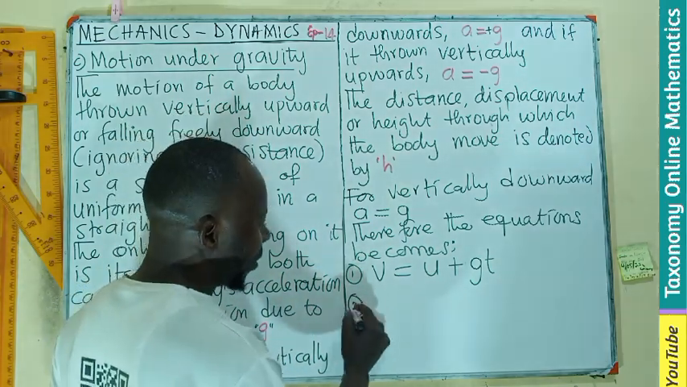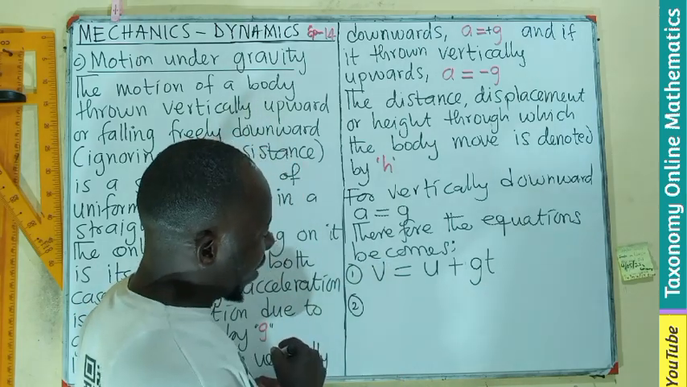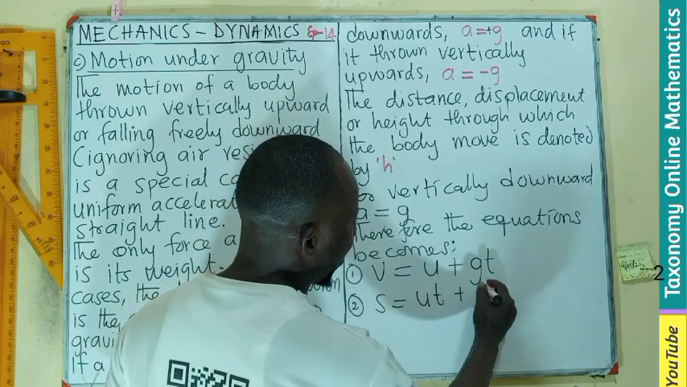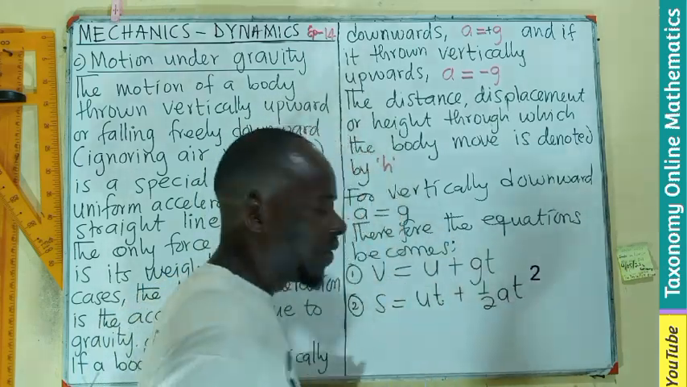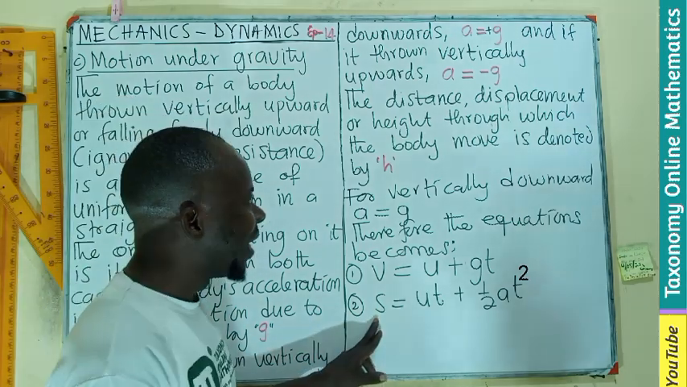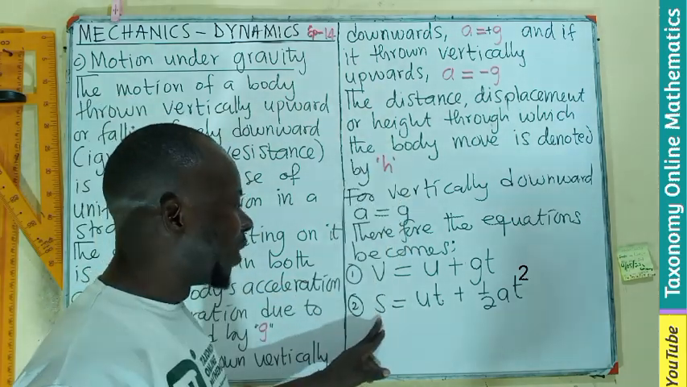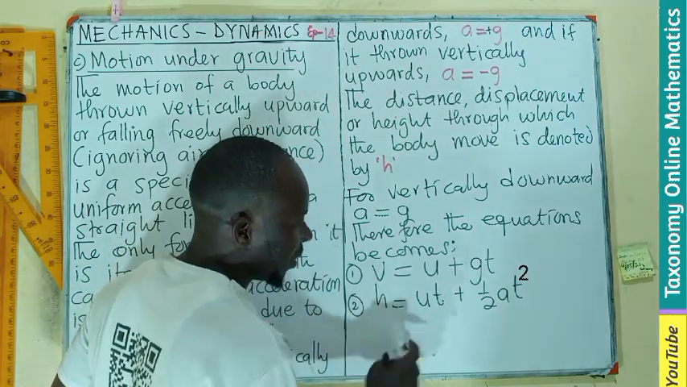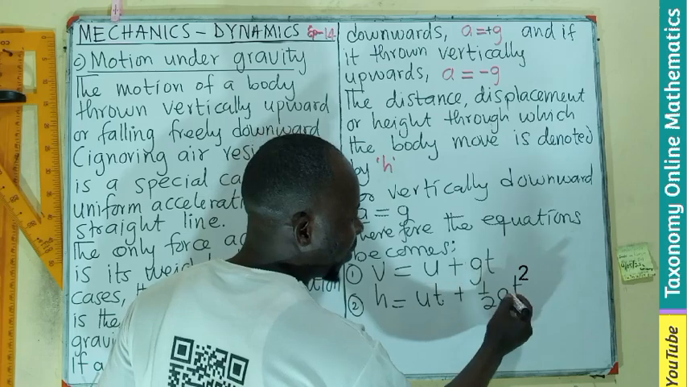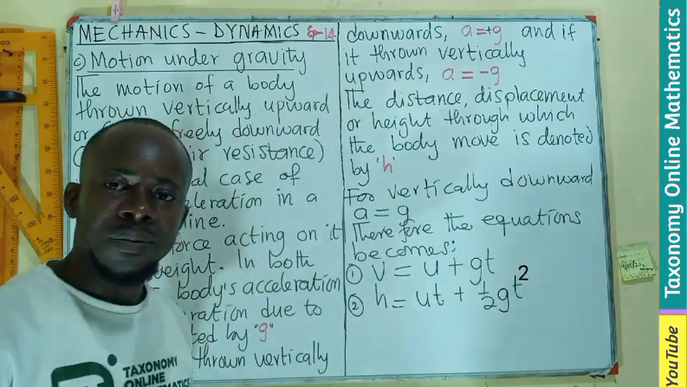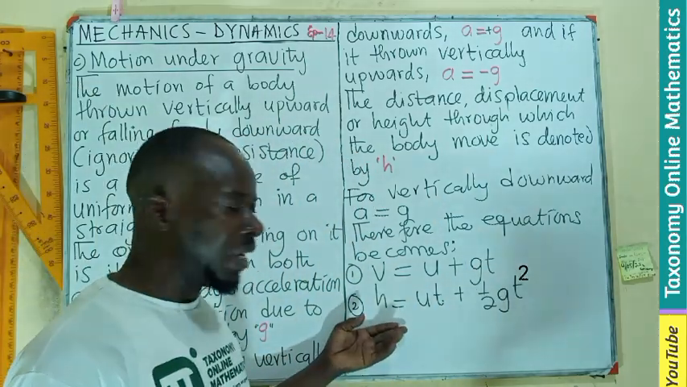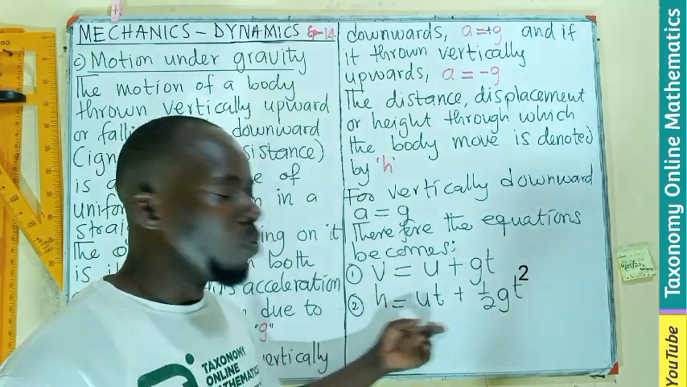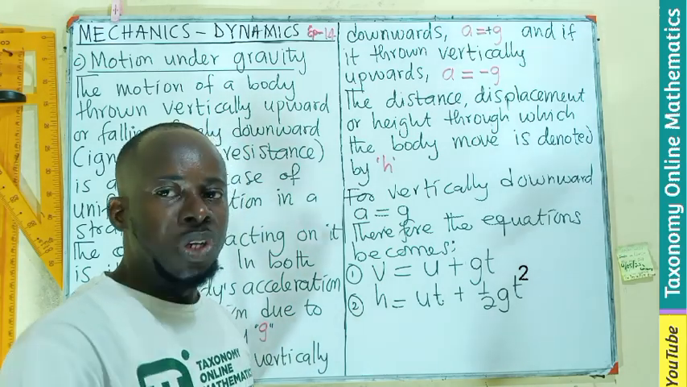Then the second motion equation is s equals ut plus half at squared. And remember, we are saying the distance and the displacement are going to be taken as h. So this becomes h, this remains, then this becomes gravity. So in quoting the formula, you'll be quoting this. If you are quoting the second equation of motion, Newton's second equation of motion, you'll be quoting this because you're talking about motion under gravity.